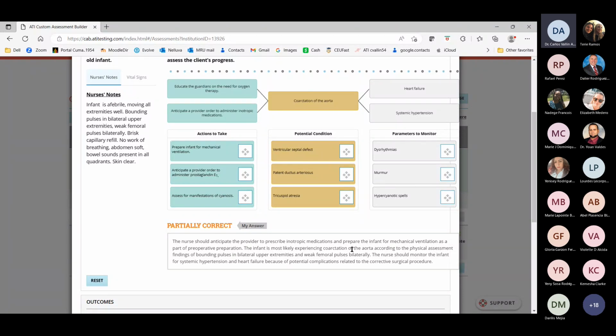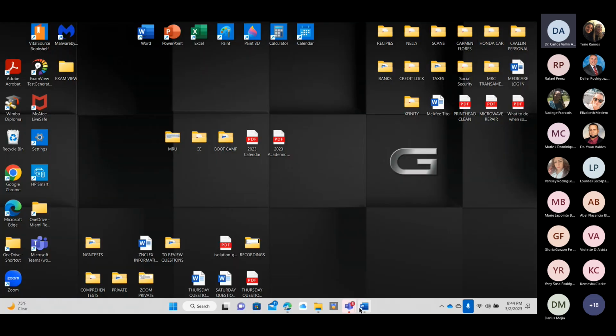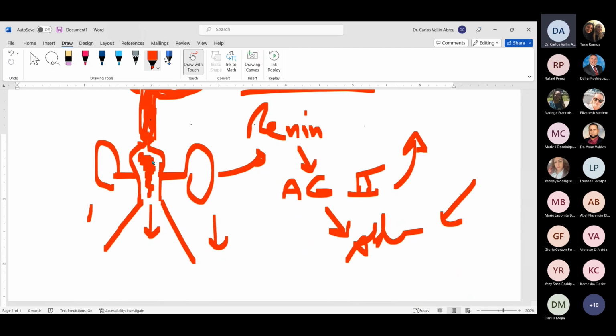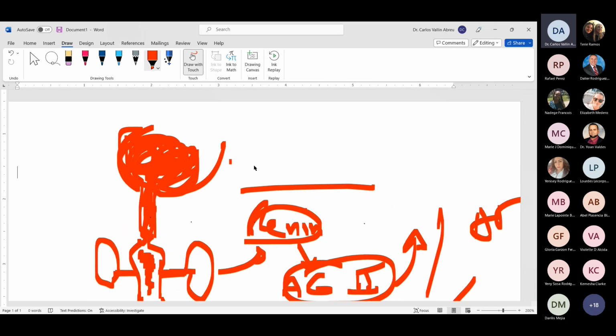The infant is most likely experiencing coarctation of the aorta according to the physical assessment finding of bounding pulses. You know that. The nurse should monitor the infant for systemic hypertension and heart failure, potential complications related to the corrective surgical procedure. Why? Because I explained that to you. If the aorta is narrow here, the poor heart needs to pump against this narrowing and will dilate, and then you are going to have heart failure. And why hypertension? Because when the kidneys don't receive enough blood, they produce renin. The renin activates angiotensin 2, and this produces hypertension. This is the explanation, okay?